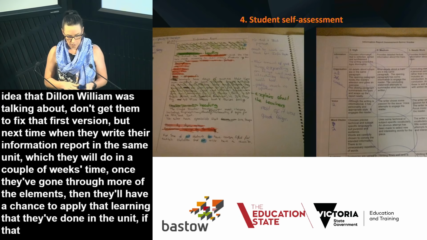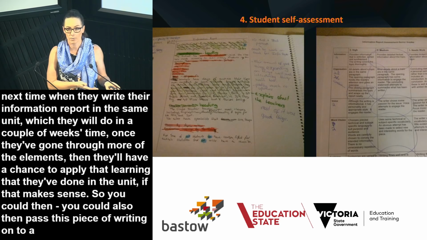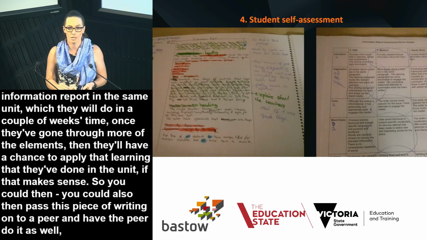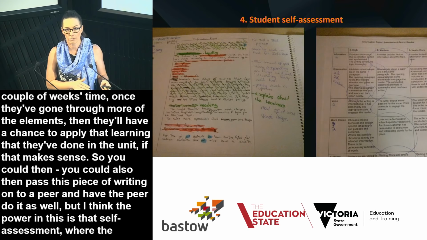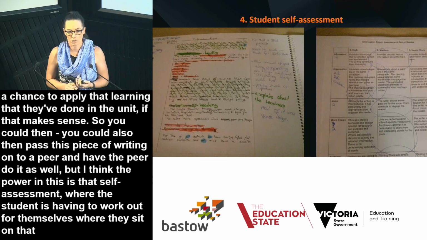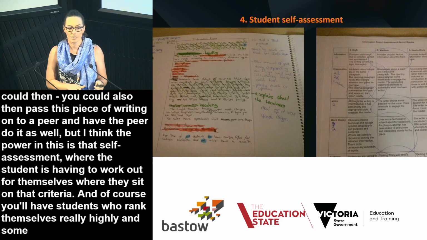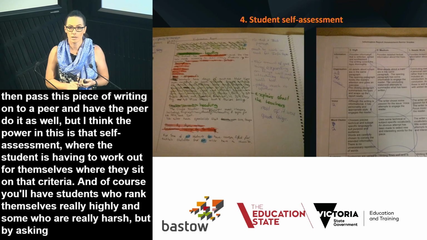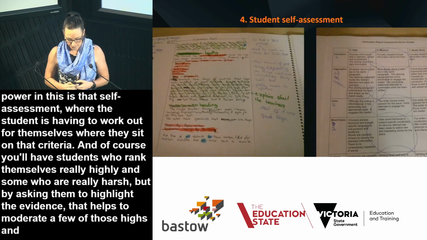You could also pass this piece of writing on to a peer and have the peer do it as well. But I think the power in this is the self-assessment, where the student has to work out for themselves where they sit on that criteria. Of course, you'll have students who rank themselves really highly and some who are really harsh, but by asking them to highlight the evidence, that helps to moderate a few of those highs and lows.